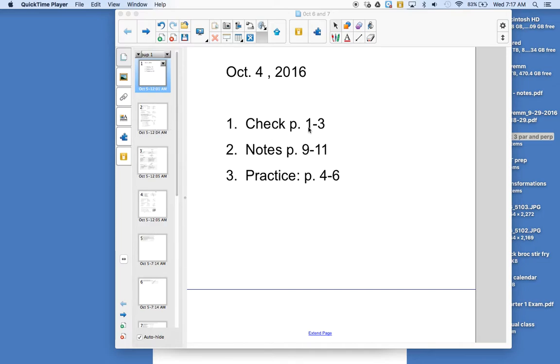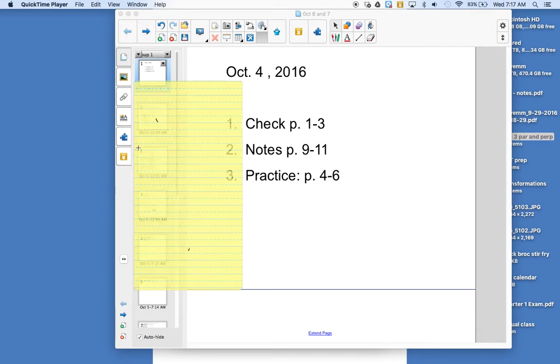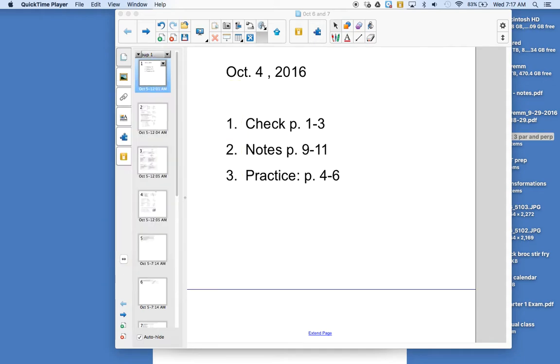Today we're going to check our homework from pages 1 through 3, and then we're going to go on and learn about parallel lines and what that does to the angles that we discovered yesterday, and then do a little practice.